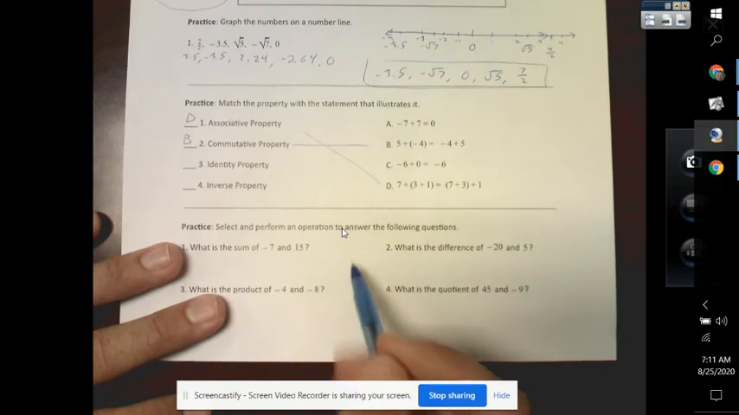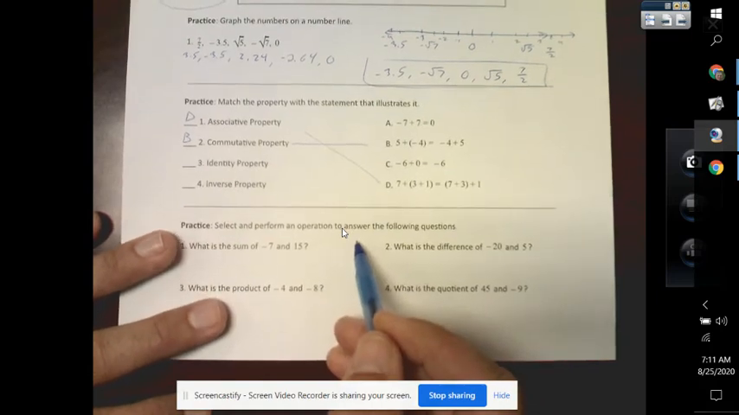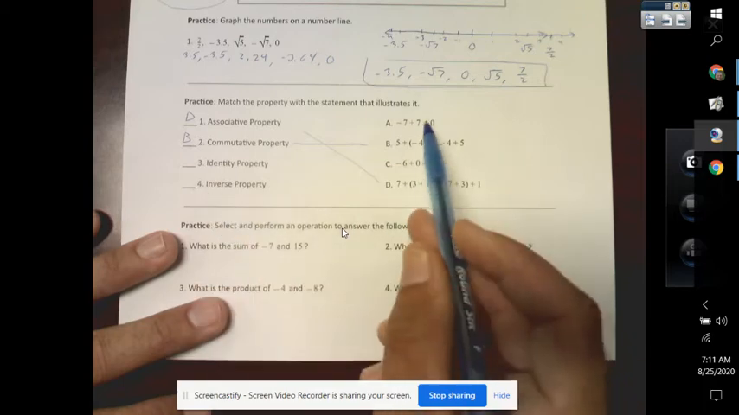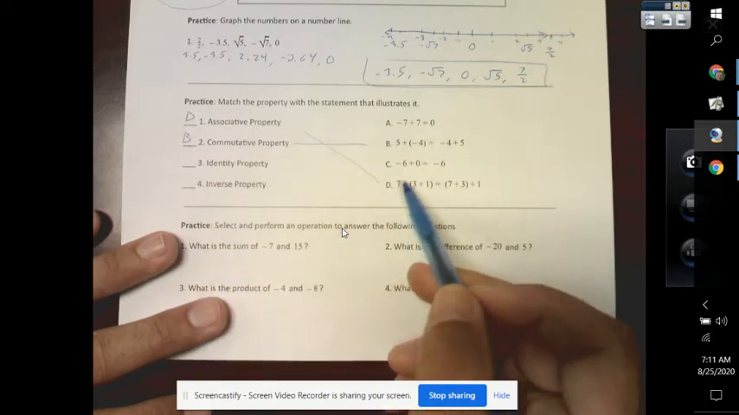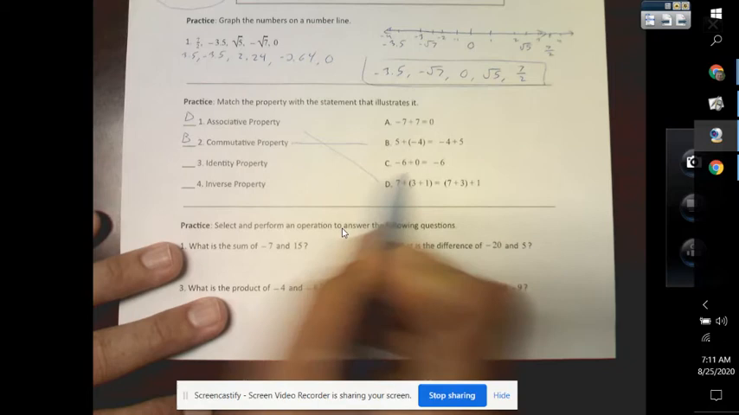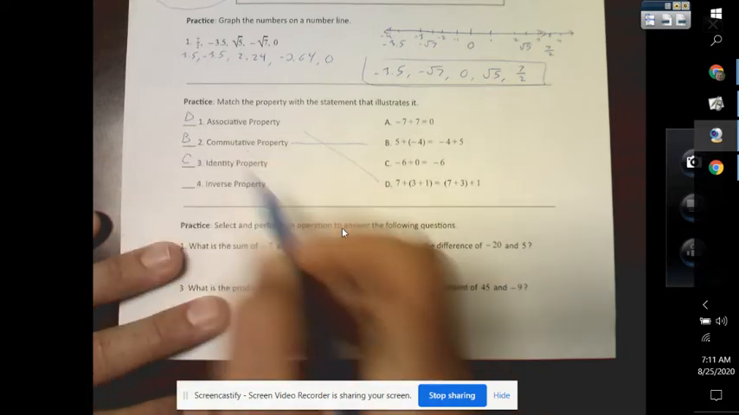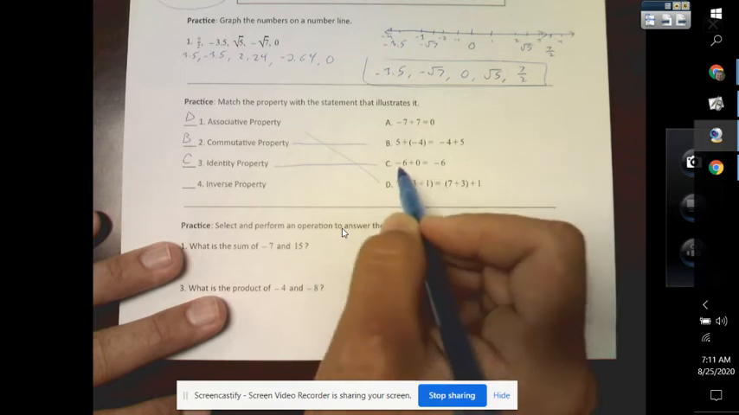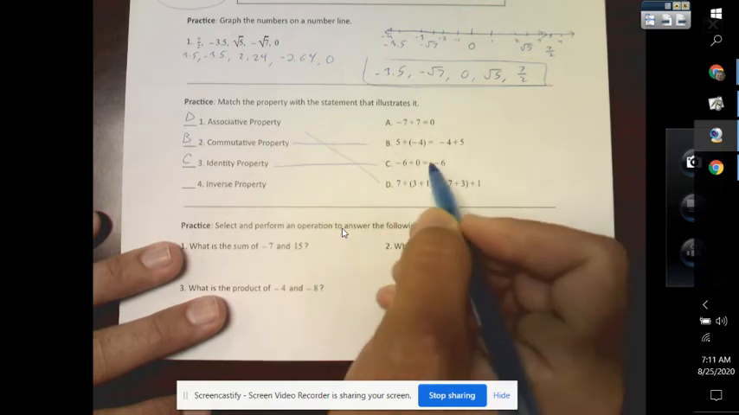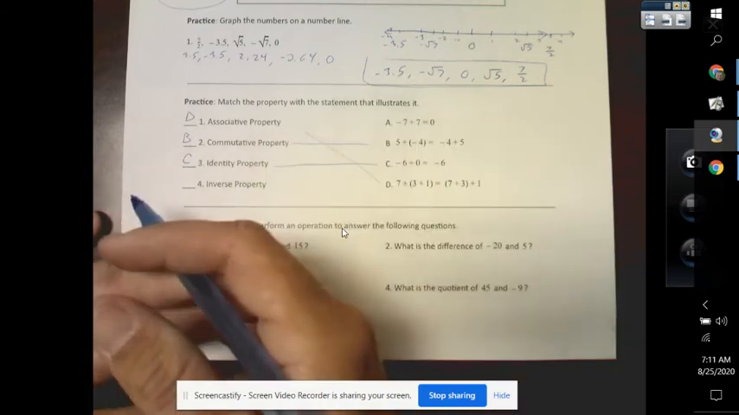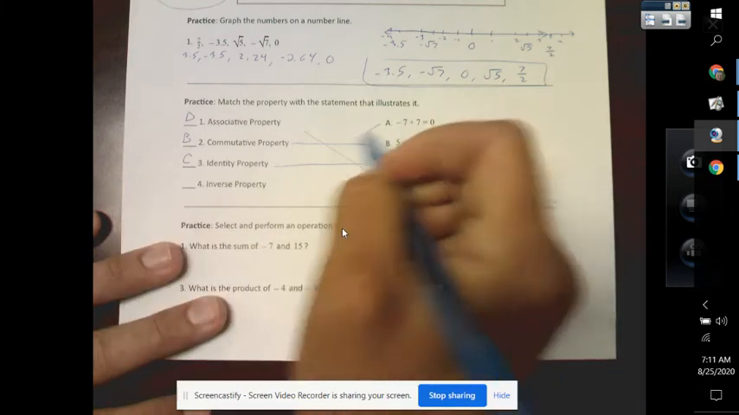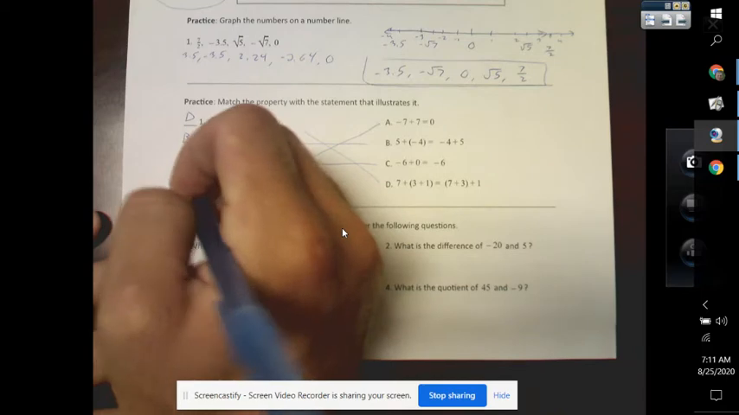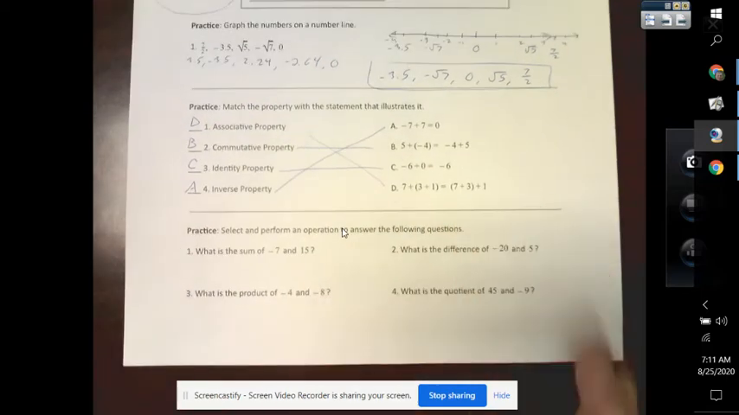Identity and inverse, okay? Identity is when you're proving something is itself, basically. So if you're taking a look at what's left, A and C, -6 plus 0 equals -6. That's the identity property of addition. The identity property of multiplication would be -6 times 1, because then you're maintaining your own identity. Inverse, then, of course, would be just canceling each other out, ending up with 0. So there we go. Okay.